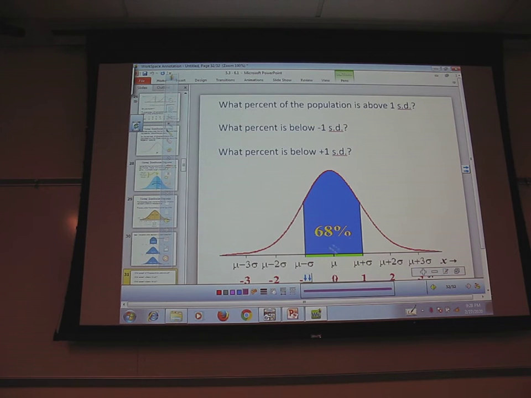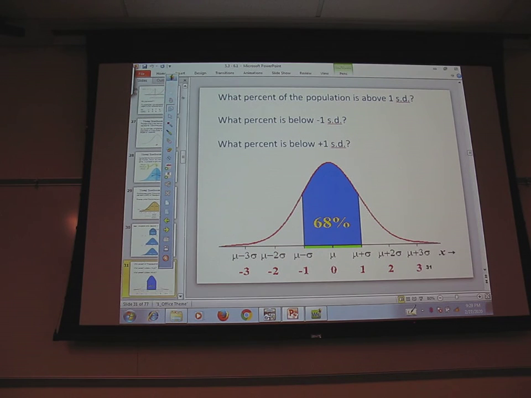So 32% is this part plus this part makes 32%. It's symmetric, so that means this is split perfectly in half. How much is in each half? 16%. Right, so 32% divided by 2 is 16%. So 16% is in each half. Good? Do you guys want to look at that longer? Yeah.